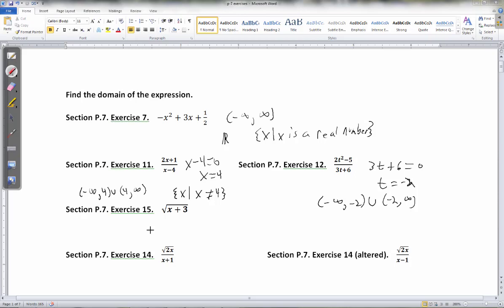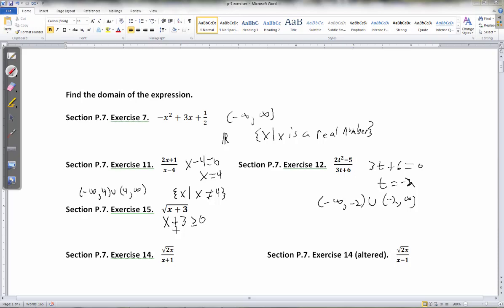On 15 here, we have a root. So what did we say has to be true about the inside of even roots? They have to be non-negative to be in the domain. Well, we know how to set that up. If you're non-negative, you are greater than or equal to 0.